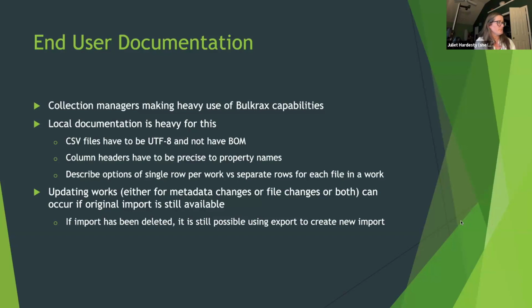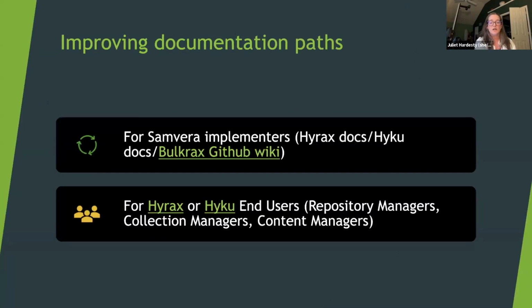So we ended up writing our own documentation for our collection managers on how to construct and run a CSV import using Bulkrax. Some of that is locally relevant to our situation, but a lot of it is based on the information that is already on the Bulkrax GitHub wiki. The Bulkrax GitHub wiki also has configuration details that are useful, I think, for both Hyrax and Hyku implementers.